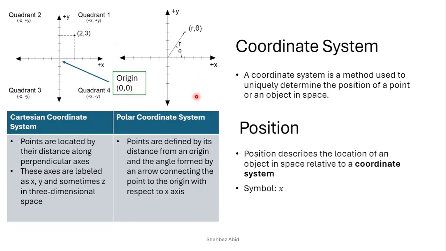Another type of coordinate system is the polar coordinate system. In the polar coordinate system, the object position is specified based on the distance from the origin to that object and the angle created from the x axis. That specifies the exact position of that object. There is a way to convert Cartesian to polar and polar to Cartesian, but we are going to discuss this again in the vectors chapter. The position symbol is denoted as x.